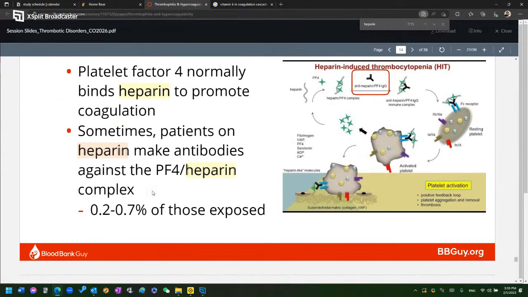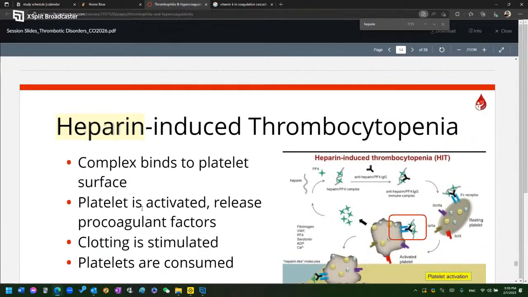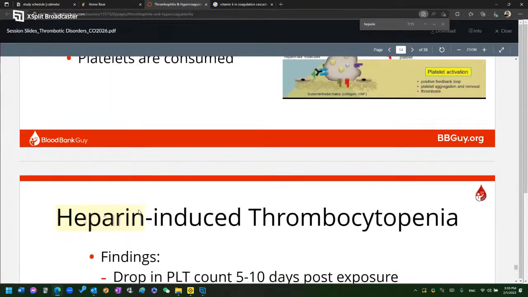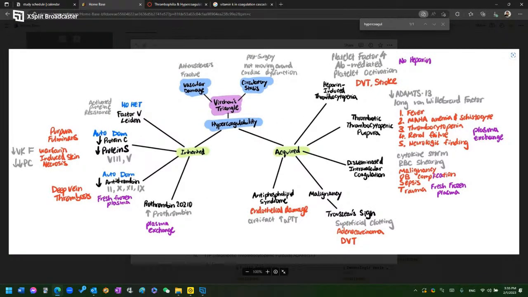So what happens is you'll have antibodies against the factor 4 heparin complex, which will end up activating the platelet. So I think what happens is it prevents it from breaking apart. So it takes a normal clotting mechanism, which is platelet factor 4 binding with heparin.